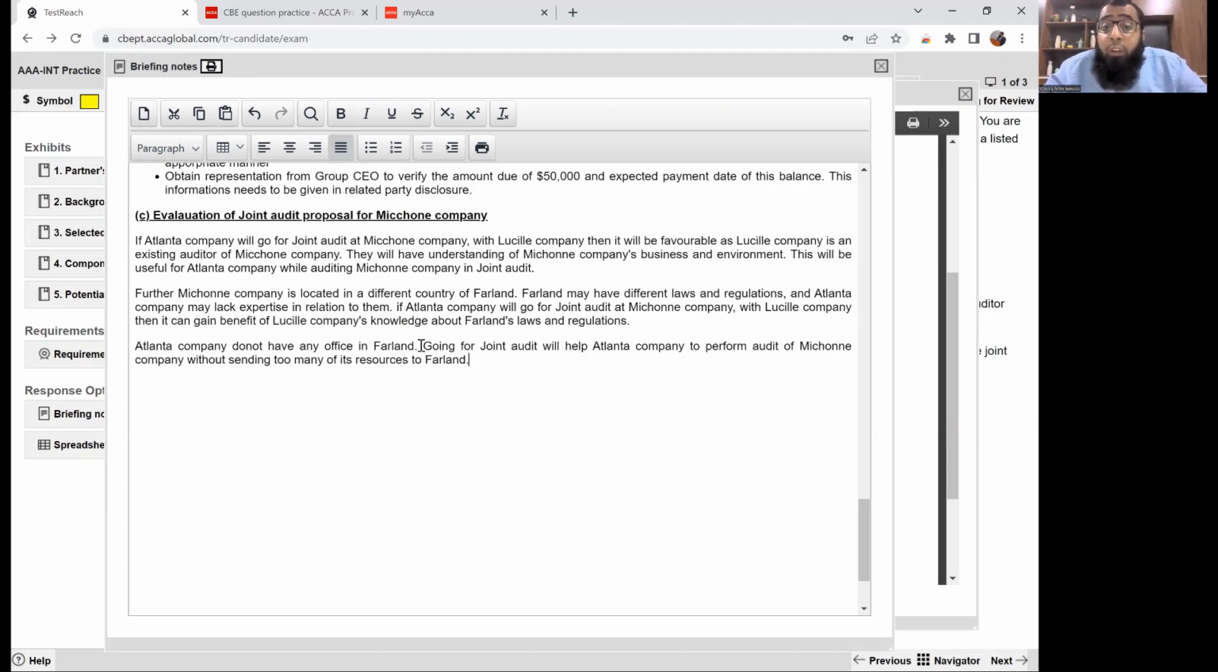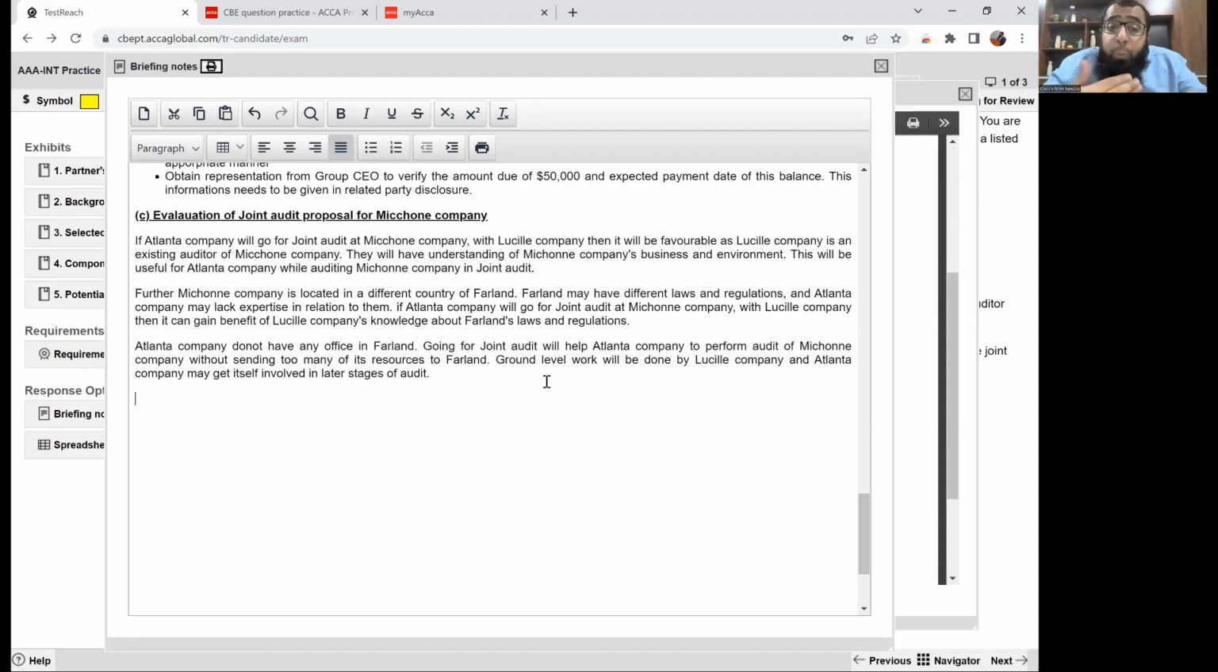Ground level work will be done by Lucille company, and Atlanta company may get itself involved in later stages of the audit. Okay, so the ground level work, the field work, is done through Lucille company.